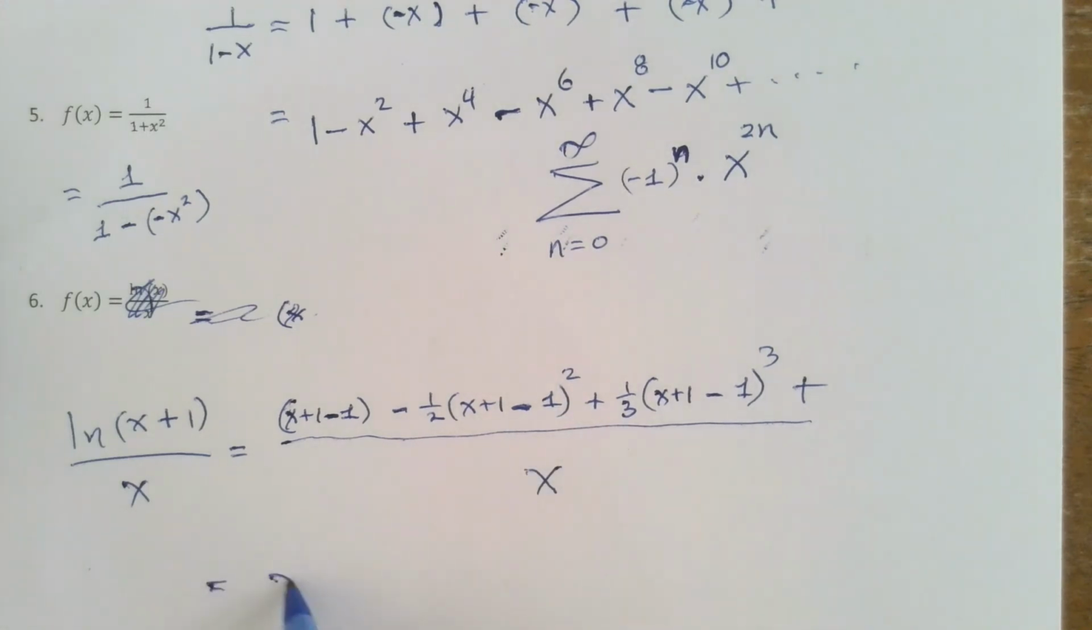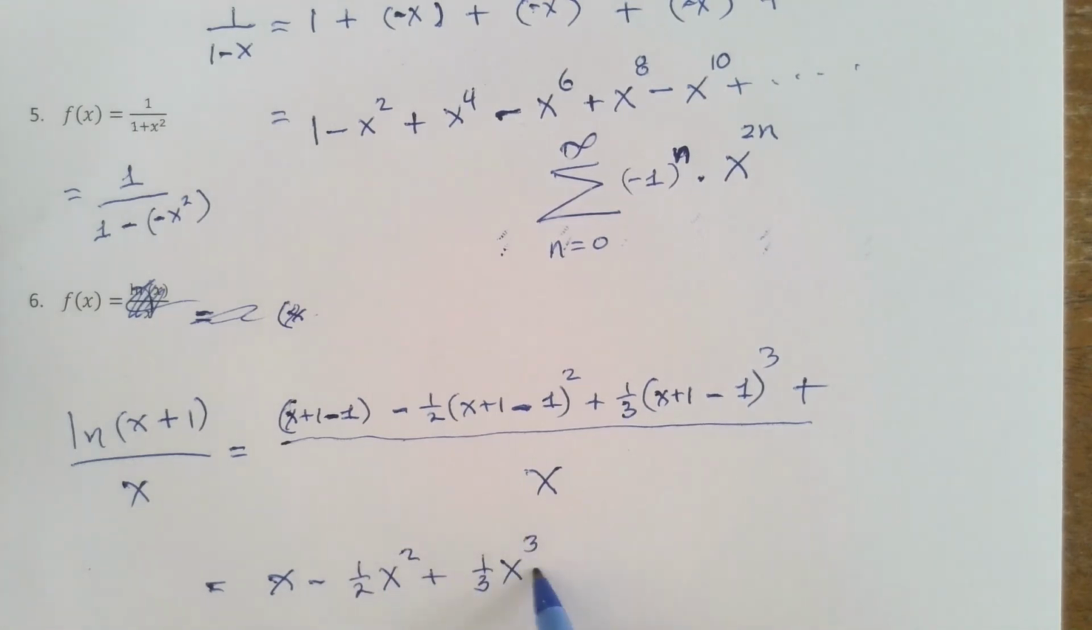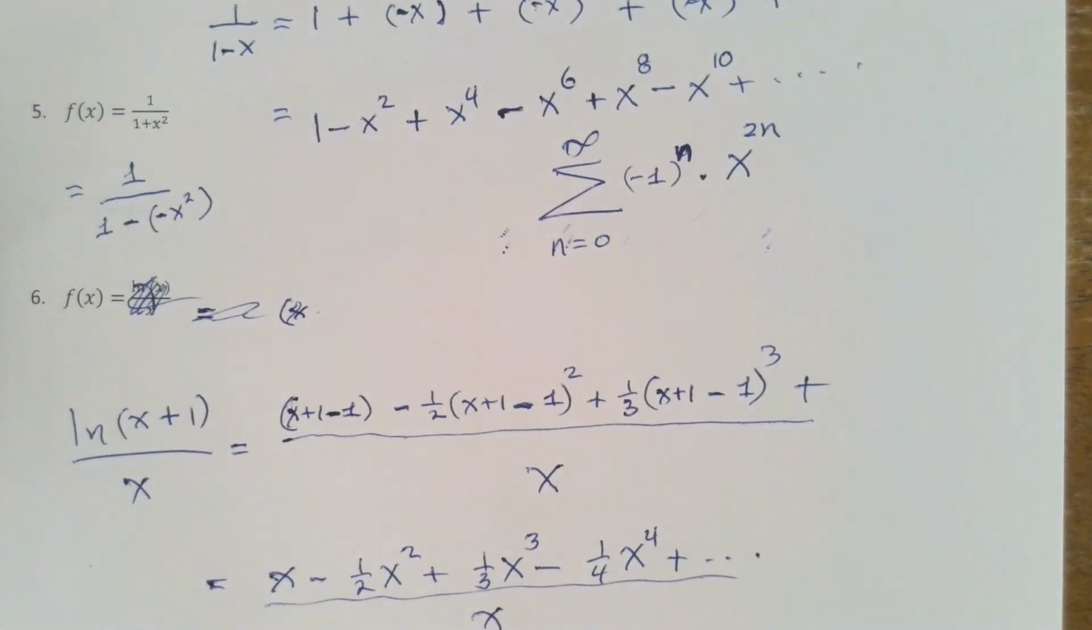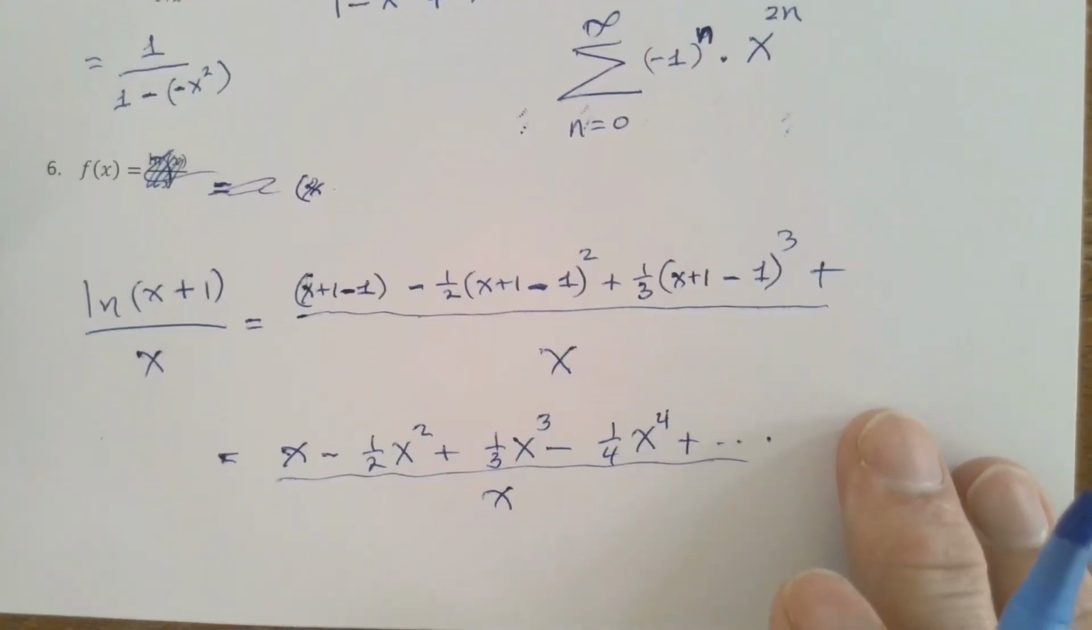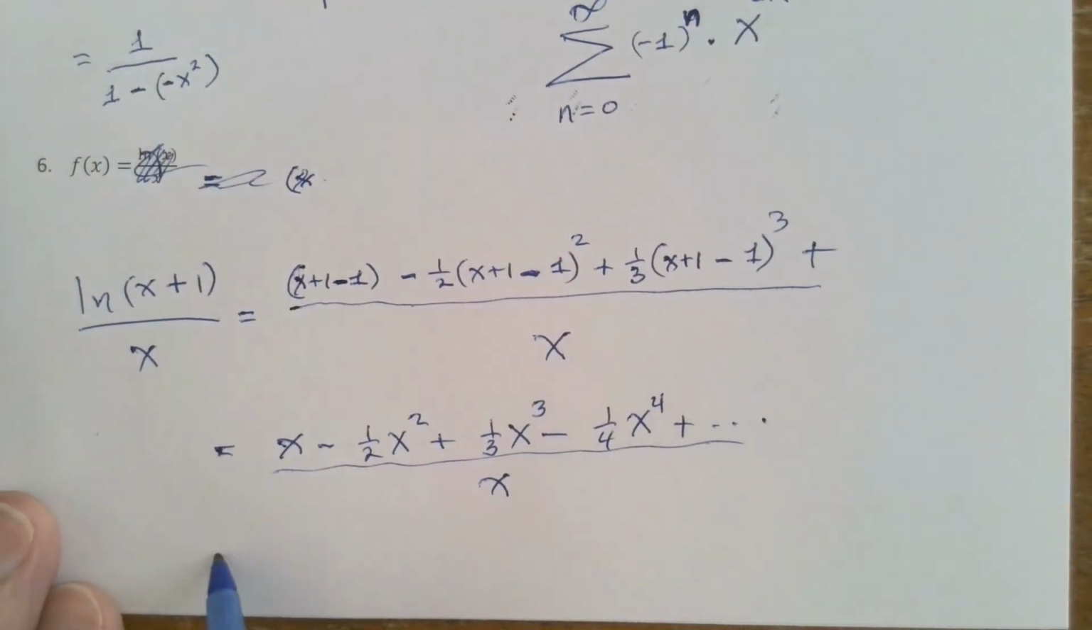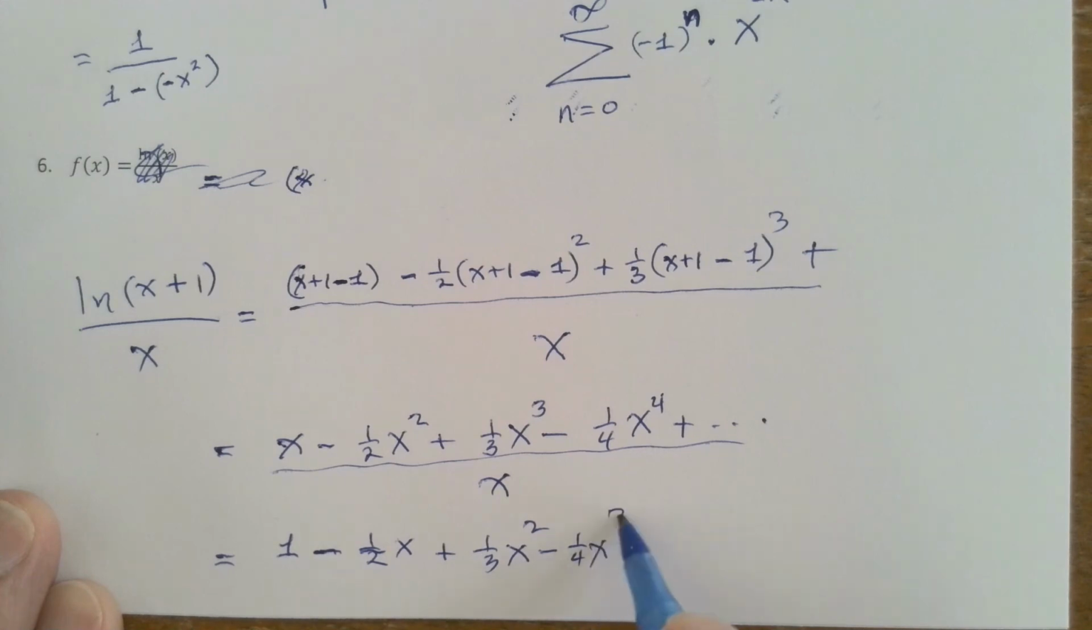So we have x minus 1 over 2 x squared plus 1 over 3 x cubed minus 1 over 4 x to the 4th, dot, dot, dot. This is all over x, which is going to just drop the power of each one of those terms. And our final answer will look like this. It'll be 1 minus 1/2 x plus 1/3 x squared minus 1/4 x cubed.